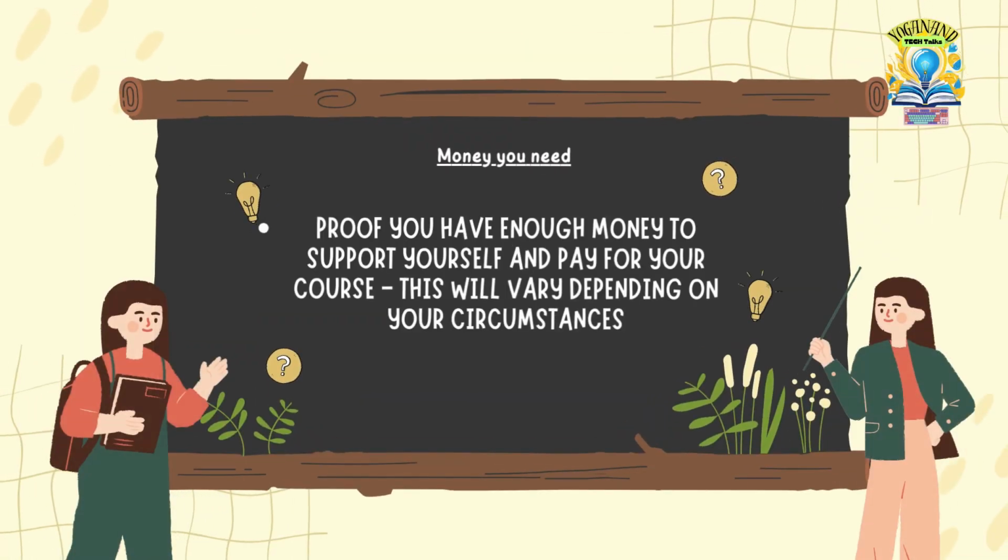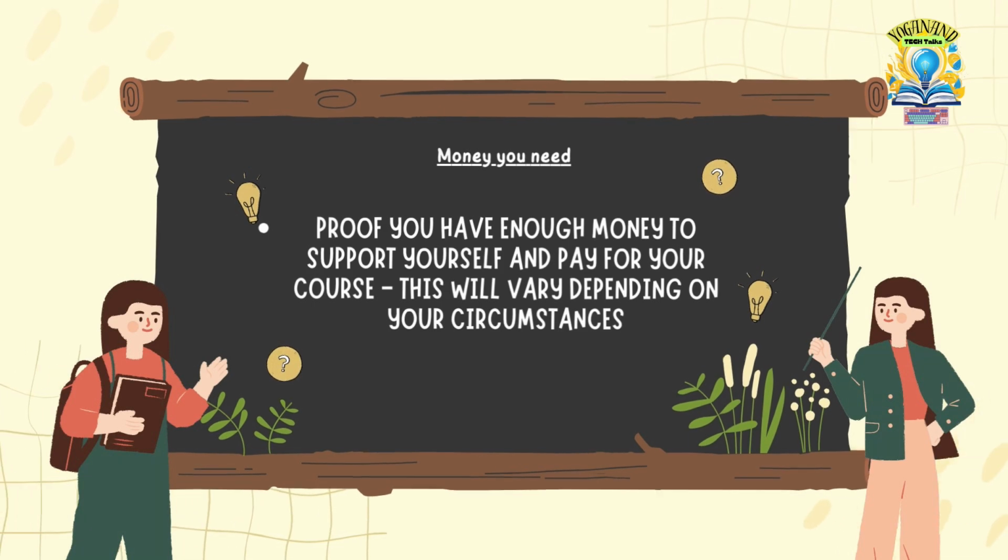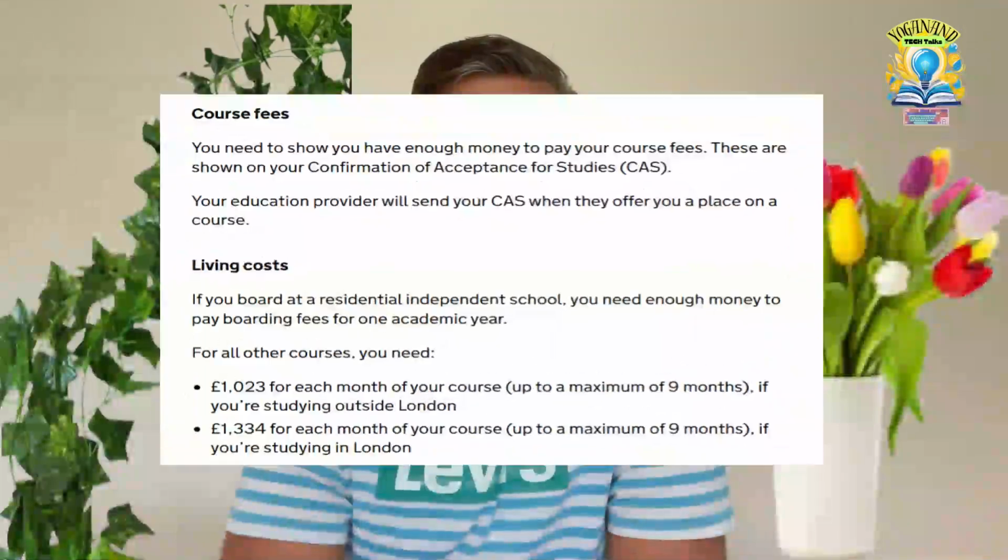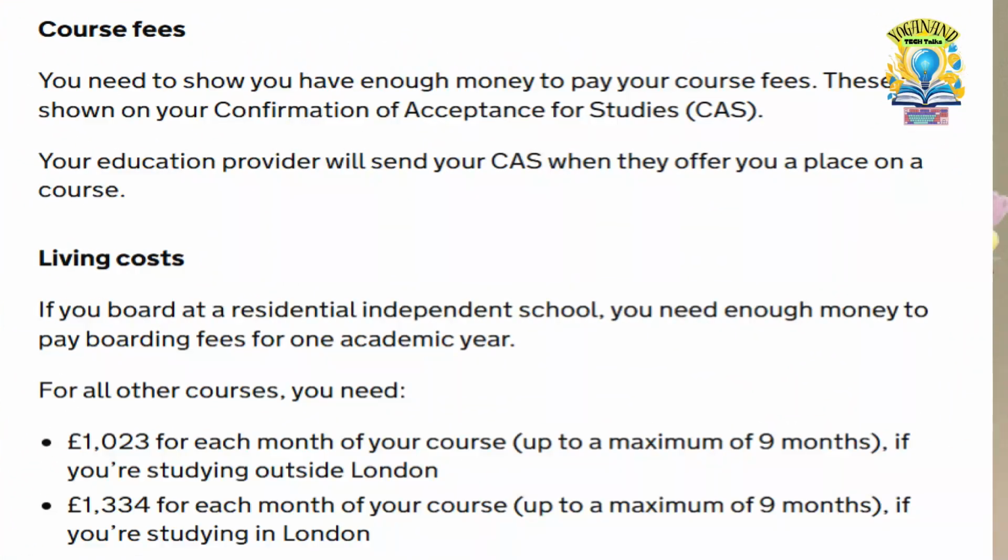The next thing you have to prepare is proof of your funds. The funds include your tuition fee and your 9 months of living costs once you move into the UK. If you are living outside London, you will have to show something around 1013 pounds per month. And if you are living inside London, you will have to have 1334 times 9 months in your account.